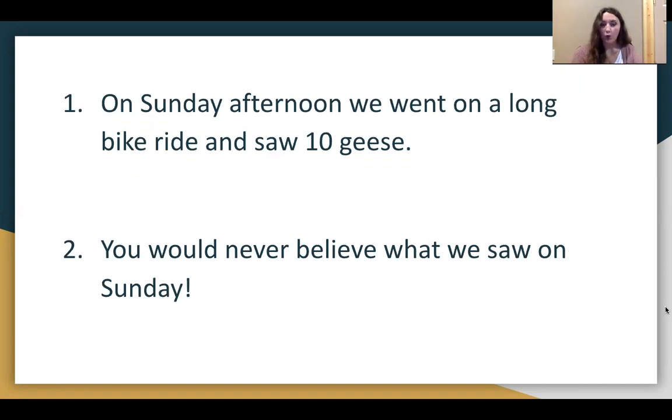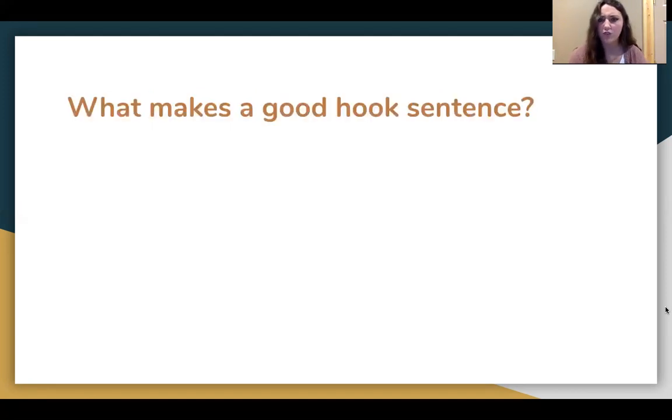So to begin, we're going to look at these two sentences. The first one says, on Sunday afternoon, we went on a long bike ride and saw 10 geese. The second sentence is, you would never believe what we saw on Sunday. When I read both of those sentences, one of them was just okay, and the other one kind of sparked my interest. So, what makes a good hook sentence?